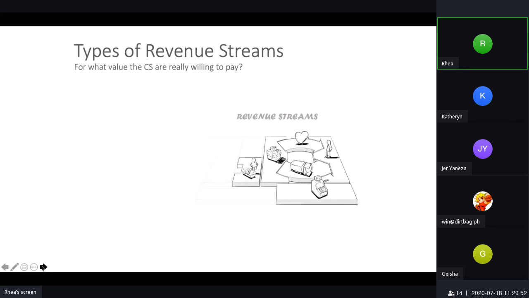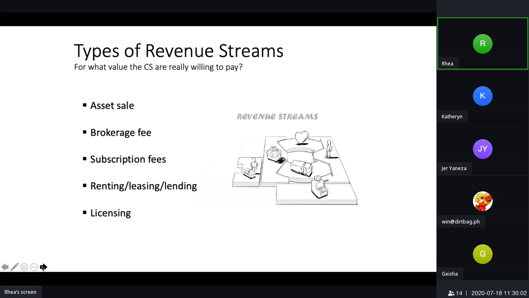Okay, for the revenue streams, for what value our customer segment is really willing to pay, we can have the following fees. Our customers can pay for what we call the asset sale, meaning they pay for the product or the service. It's very easy. They just get the product and they pay for the value of the product. That is how usually businesses and startups get revenue, doing the asset sale.